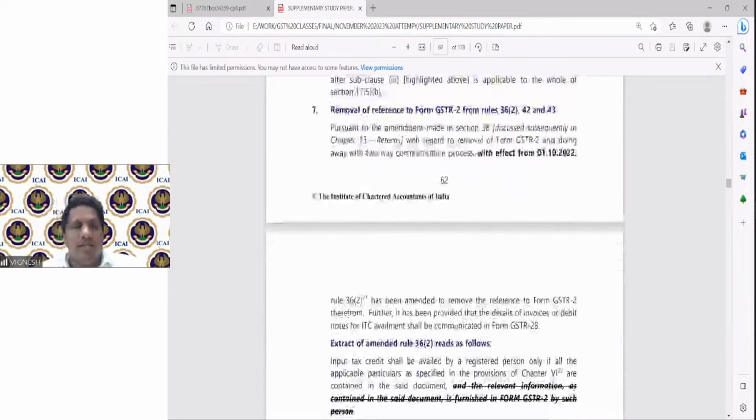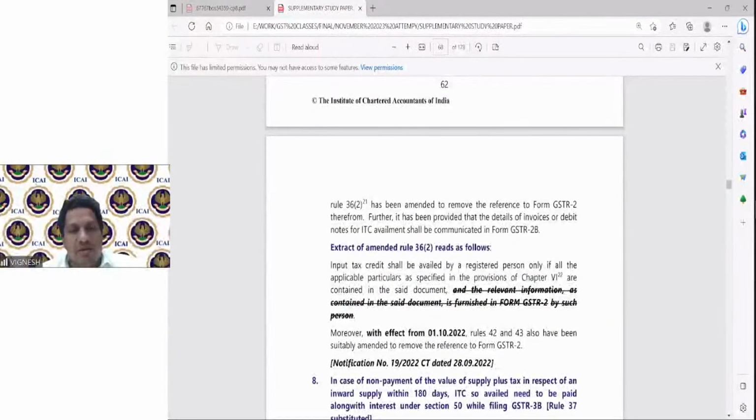Then the next amendment: there are multiple places where the words GSTR2 are referred to, in rules 36(2), 42, and 43. Since there was an amendment, rule 36(2) is now amended to remove the reference to form GSTR2. Further, it has been provided that details of invoice or debit notes for ITC availment shall be communicated in form GSTR2B. So all details of debit notes or invoices should be communicated in GSTR2B.